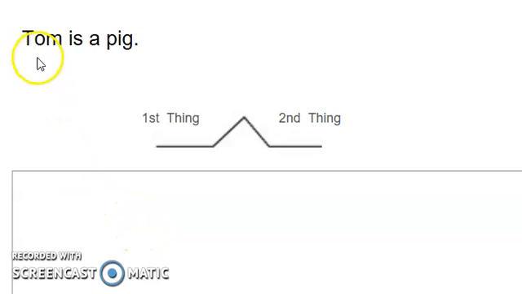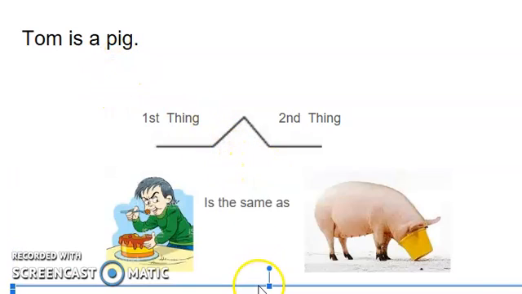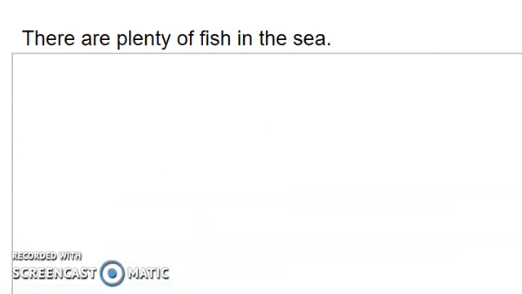First, I see two things in the sentence. I see Tom and I see pig. So I think that Tom is being called the same as a pig. Is Tom actually a pig? No, but he is acting like a pig. He is eating too much of the cake. So we would say Tom is a pig. That's a metaphor.